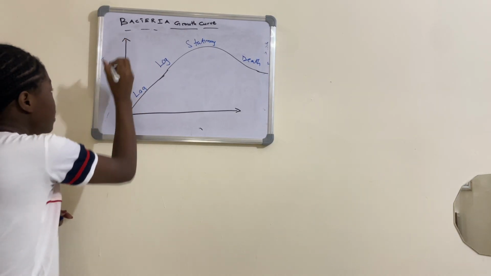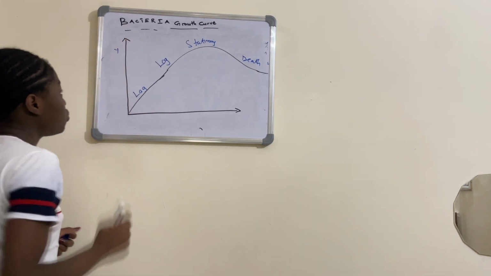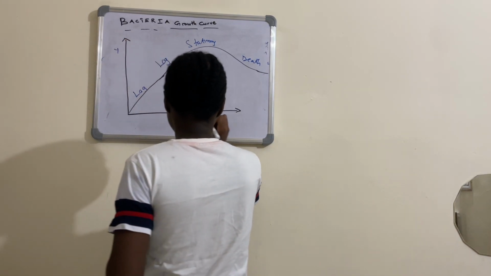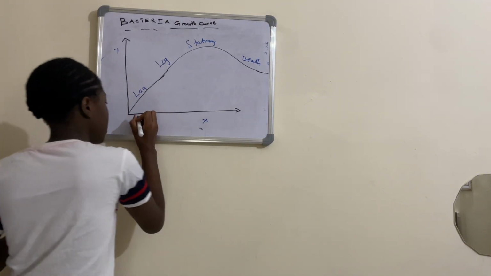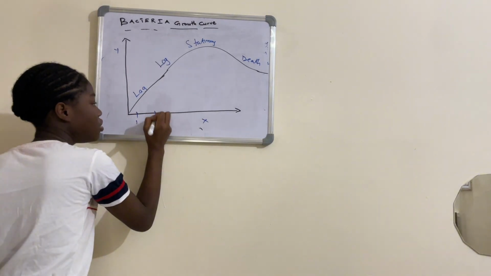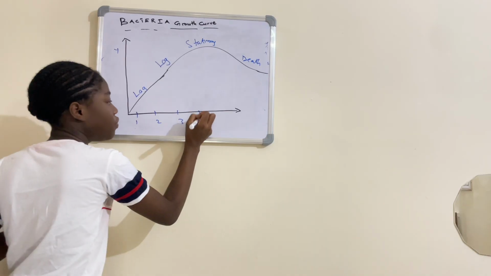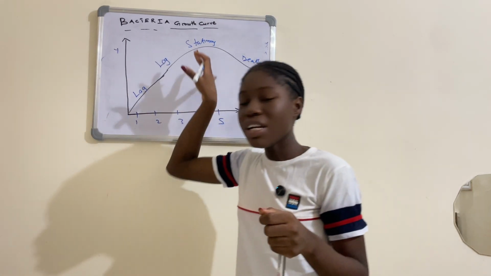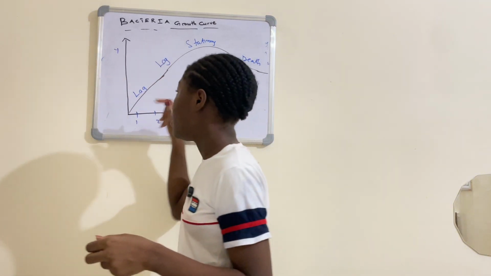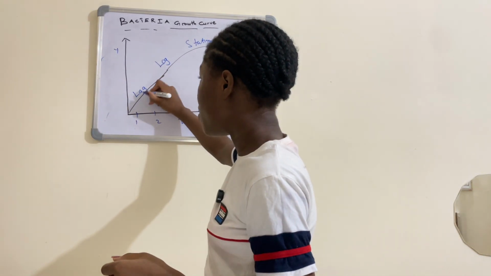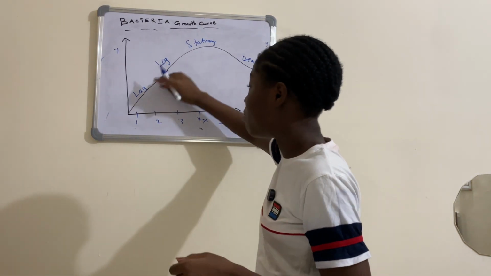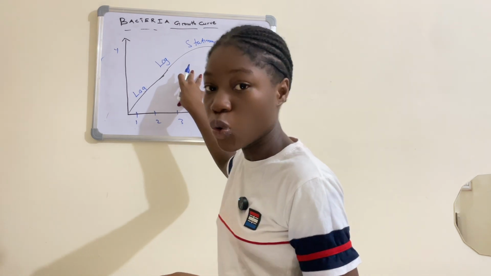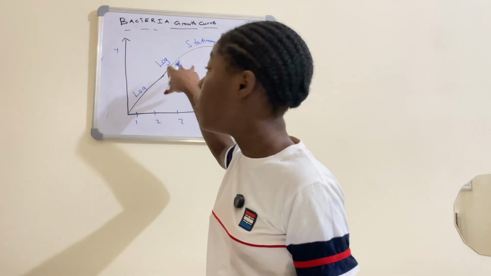You see, this one is the y-axis, which represents the growth of the bacteria, and this one is the x-axis, which represents the days, right? So you might say day 1, day 2, day 3, day 4, 5. So this is how it basically looks. This is the lag phase, which is the first phase. We have the log phase when the bacteria start to grow and cell division occurs. Here, maximum division of cells is observed.